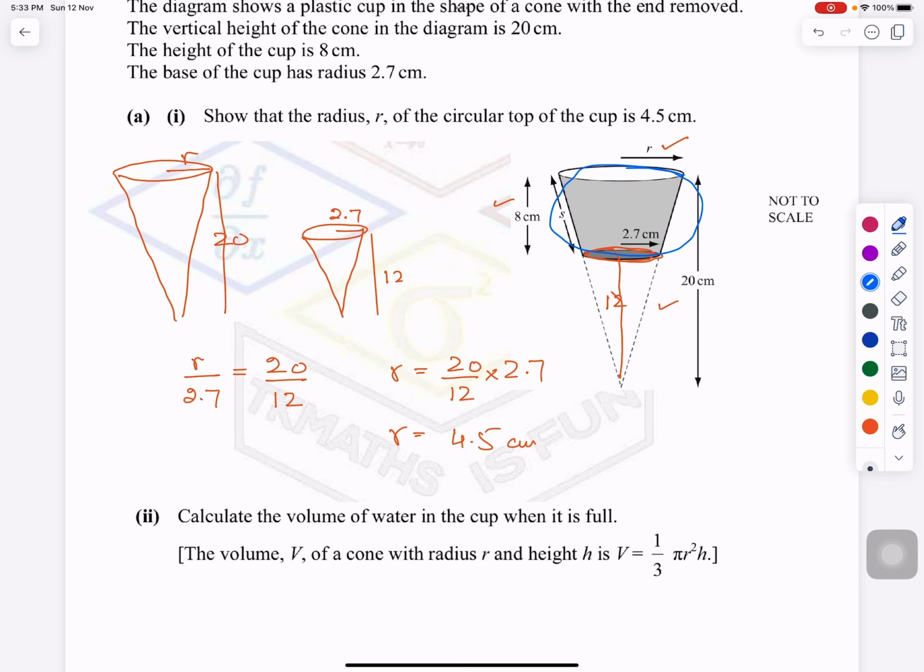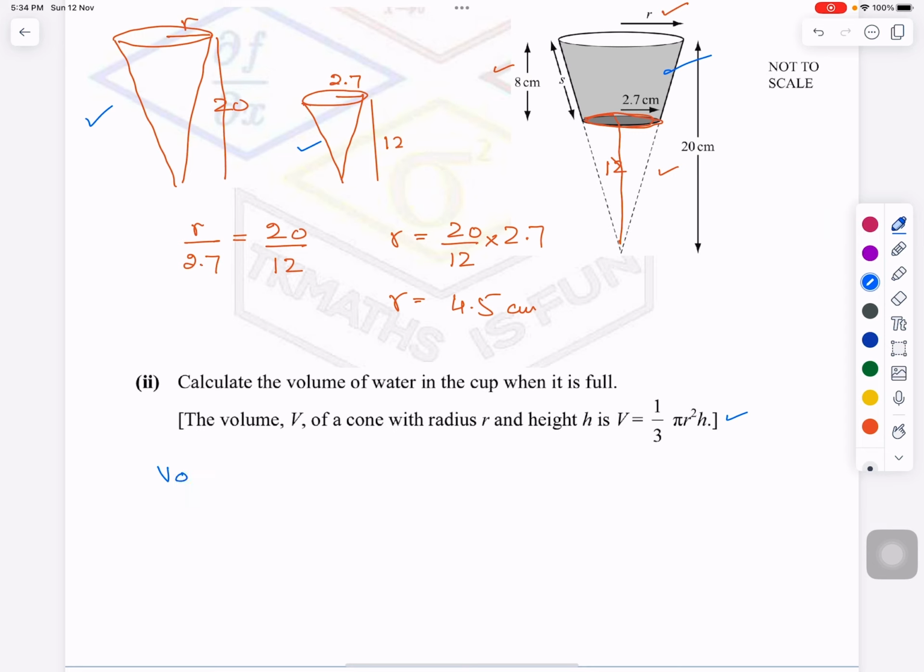So again I will consider the volume of a bigger cone minus the volume of a smaller cone. The formula for the volume of the cone is given to you here. So when you do bigger minus smaller, automatically you will get the volume of the water in the cup. So let's do it here. You can say volume of the bigger cone minus volume of the smaller cone.